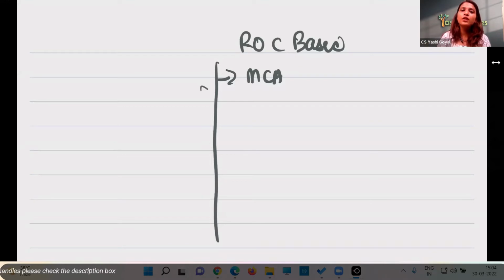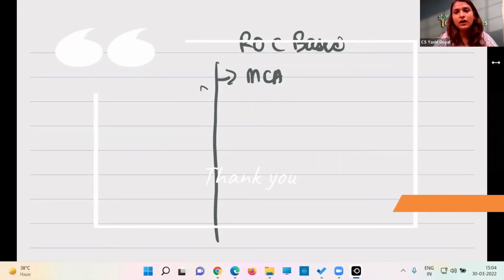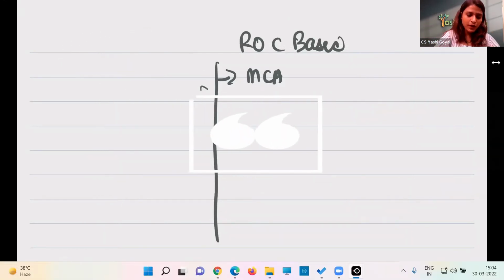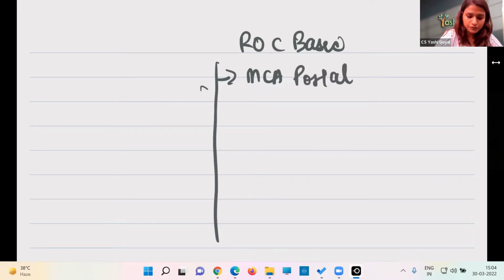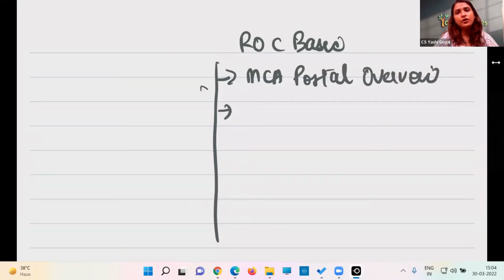So we will look at the different MCA services that are available at the portal. For example, payment services and master data services, that would include company master data and LLP master data. If you want to check any director master data, we would be looking at that. So the first topic would be MCA Portal Overview. The second topic would be incorporations. We will start with the incorporation.